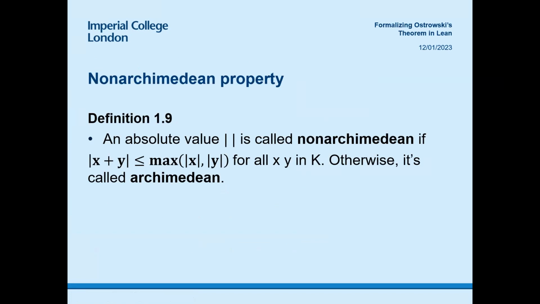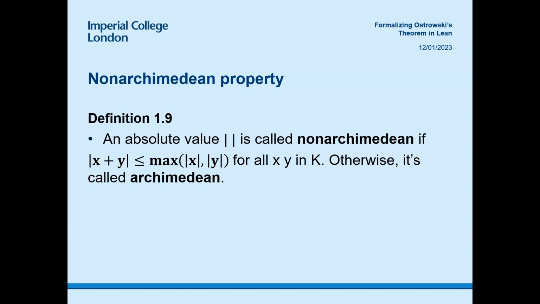So there must be some conditions or properties that can divide our theorem into two cases. And this property is what we call the non-Archimedean property. An absolute value is called non-Archimedean if it satisfies these inequalities here for any x and y. This is sometimes called the strong triangle inequality because you can see that it implies the triangle inequality straightforwardly. Otherwise, it is called Archimedean.